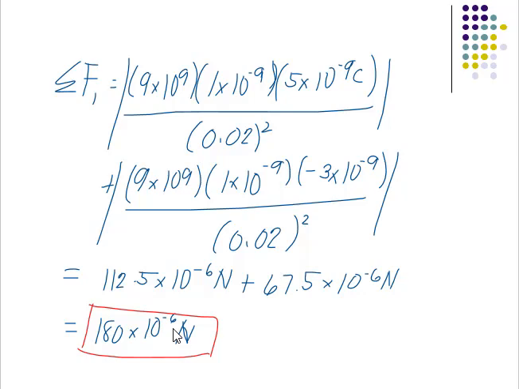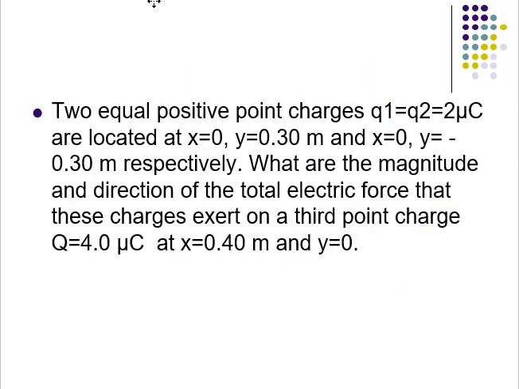Okay, so let's have another item. Let's take a look at this. Two equal positive point charges, Q1 = Q2 = 2 microcoulomb. Recall that micro is times 10 to negative 6. They are located at x equals 0, y equals 0.30, and the other one at x equals 0 and y equals negative 0.30, respectively. What are the magnitude and direction of the total electric force that these charges exert on the third point charge, which is located at y equals 0, x equals positive 0.4 meters?